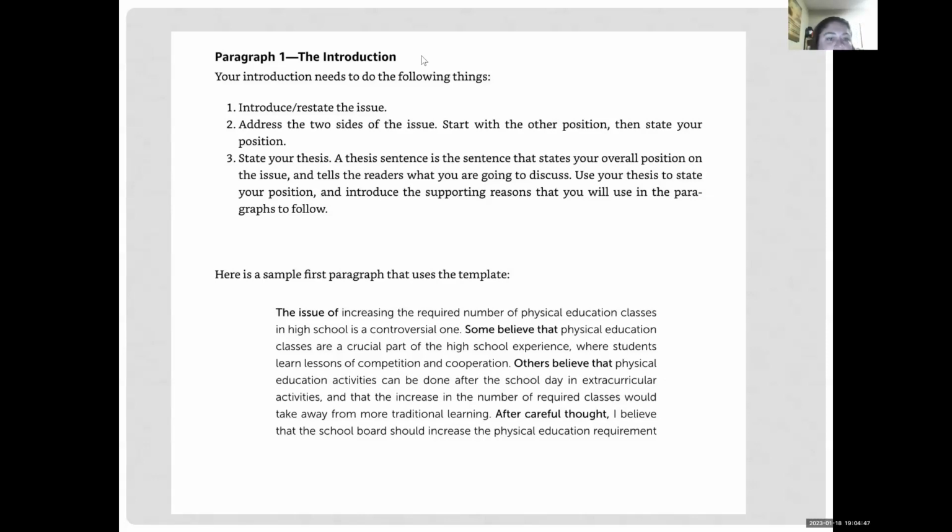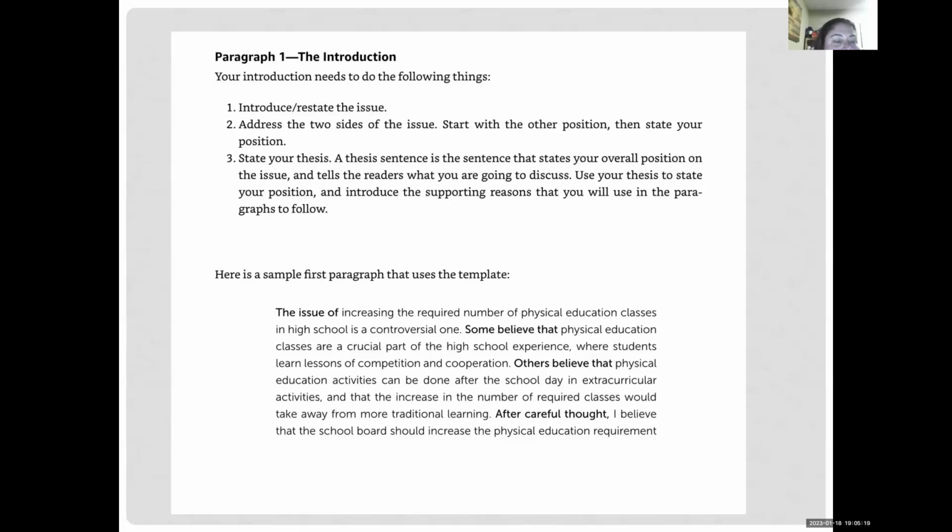You're going to address the 2 sides of the issue and start with the other position, then state your position. You're going to state your thesis, which is where you form an opinion and decide what you're going to prove in the rest of that essay. A thesis sentence is the sentence that states your overall position on the issue and tells the readers what you are going to discuss. You're going to use your thesis to state your position and introduce the supporting reasons that you will use in the paragraphs to follow.